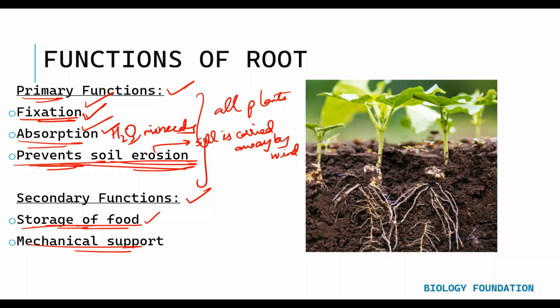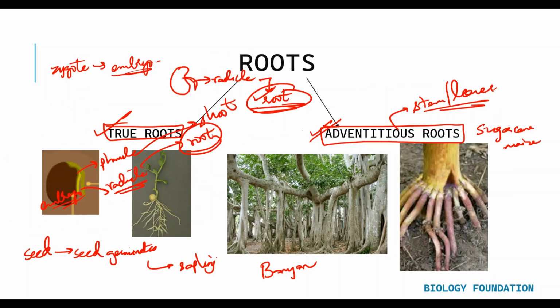The root system constitutes the primary root, secondary roots, and root hairs. Primary roots are the roots which develop from the base of the stem. Secondary roots are the lateral roots, or roots which develop sideways. And root hairs are the hair-like structures developing from the ends of primary and secondary roots. We also discussed the classification of roots into true roots and adventitious roots. What are true roots? Roots which develop from the radicle in an embryo, whereas adventitious roots develop from any part of the plant, like stems or leaves.